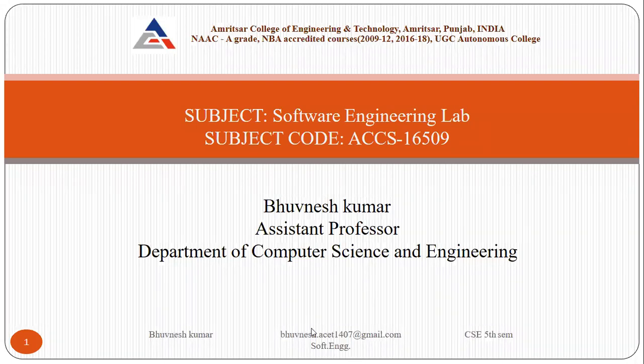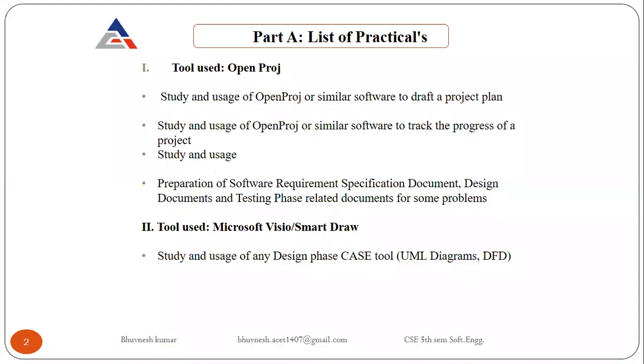And the subject code of your software engineering lab is ACCS 16509. And the first practical that we will perform is on OpenProj. OpenProj is your open project. That is a tool, okay, that is a software that we will use to perform our practicals.